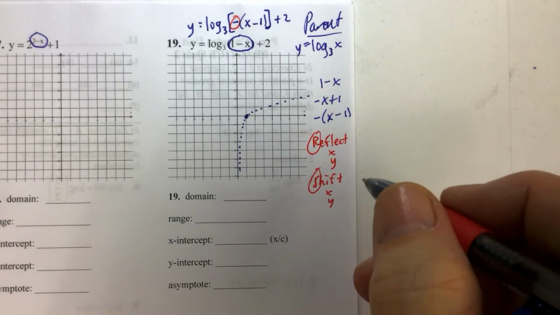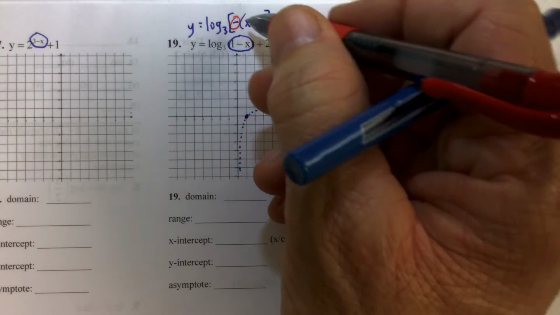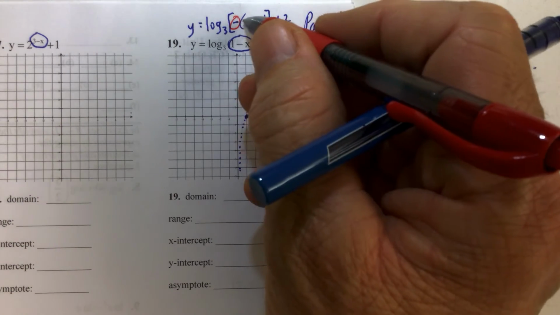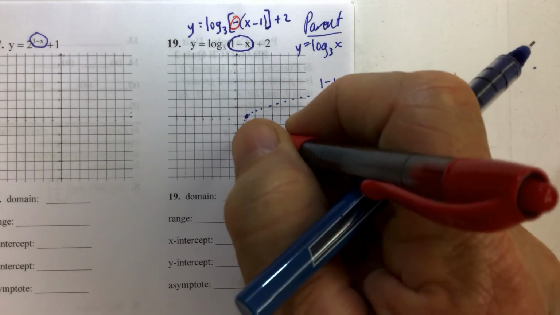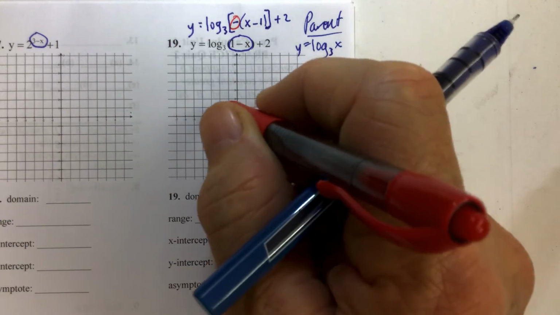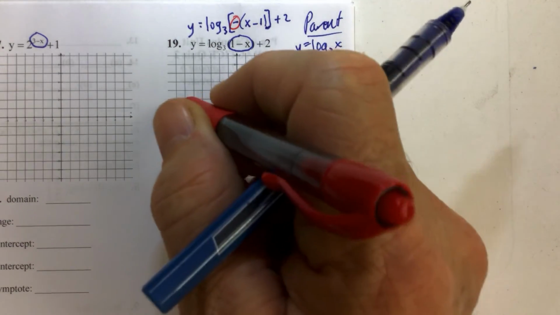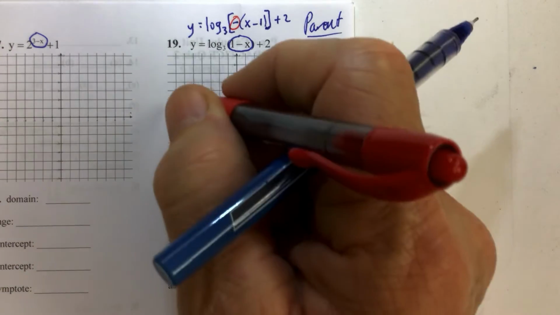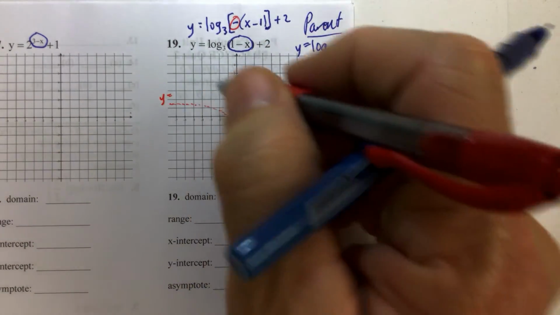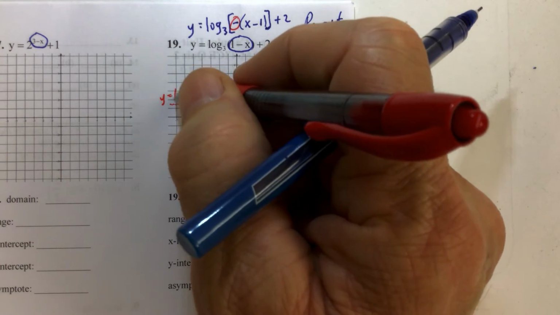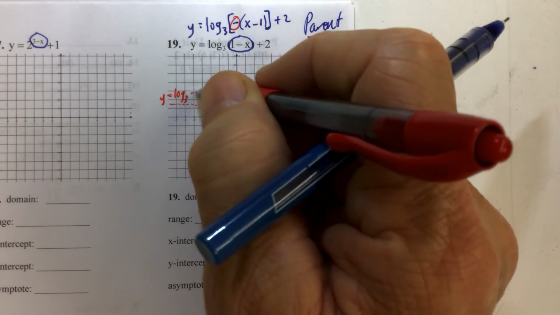So the first thing we're going to do is reflect about the y-axis, because when the negative is on the inside, we reflect about the y-axis. And so that's going to look like this. Reflecting about the y-axis, the y-axis is a mirror. So that right there is the graph of y equals log base 3 of the opposite of x.